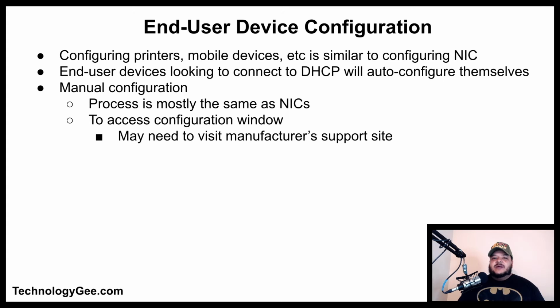End-user device configuration. Configuring end-user devices such as printers, mobile phones, etc. is very similar to configuring a NIC. End-user devices that are looking to connect to a DHCP server will automatically configure themselves. For devices that need to be configured manually, the process is mostly the same as that for a NIC. To access the configuration windows, you may need to visit the manufacturer's support site.